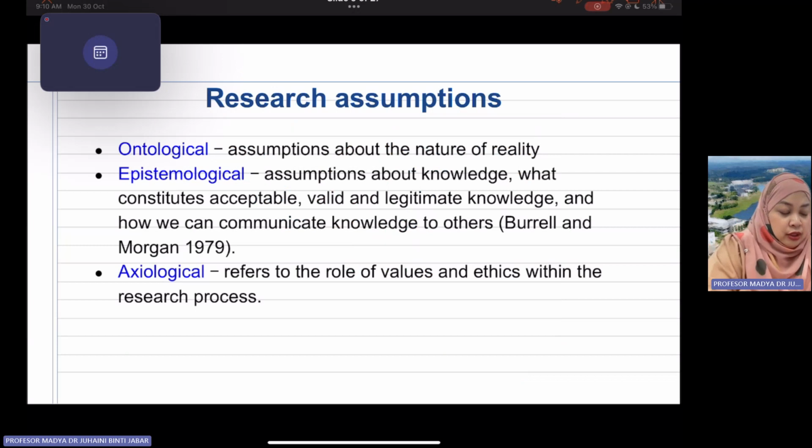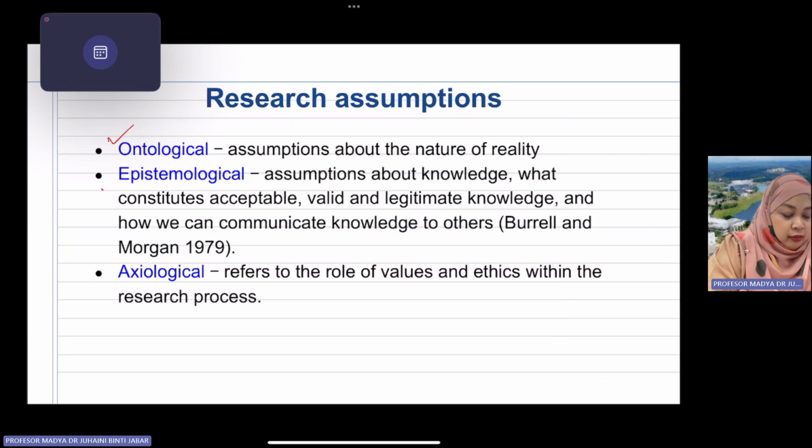Okay, so now we are going to look into ontological, epistemological, and axiological. Ontological looks into assumptions about the nature of reality, your reality. So looking into what is happening out there, what is the outside scenario, the reality, what is presented to you. Epistemology is something that you come to know of once you have learned something, once you have gained more knowledge about something. Axiological refers to the values and ethics within that research process.